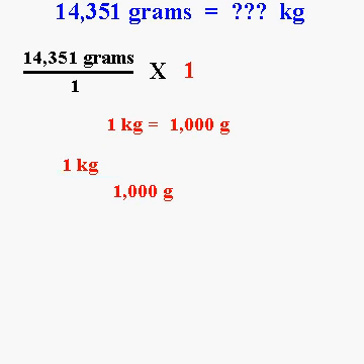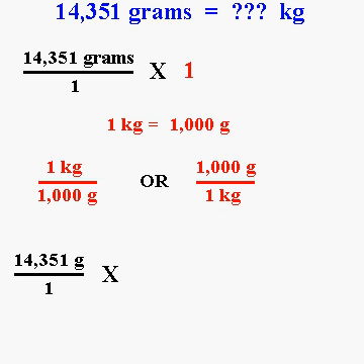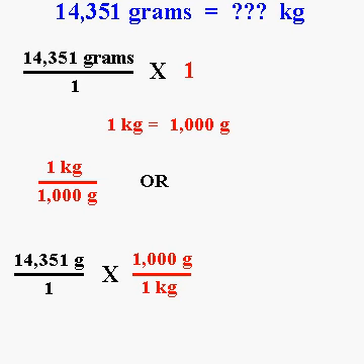For example, I could take 1 kilogram and put it over 1,000 grams, and that's a fraction that equals 1. I could also take 1,000 grams and put it over kilograms. That's also a fraction that equals 1. So I could multiply my original fraction, 14,351 grams over 1, by either of these two fractions. Which one do I use? Well, let's try the second one first. Let's try multiplying 14,351 grams over 1 by 1,000 grams over 1 kilogram.